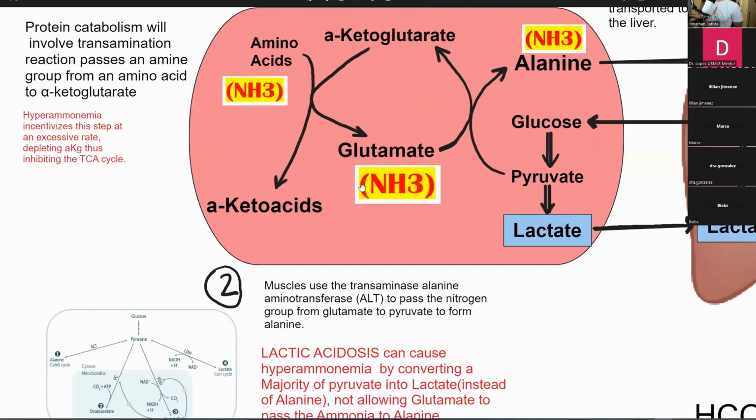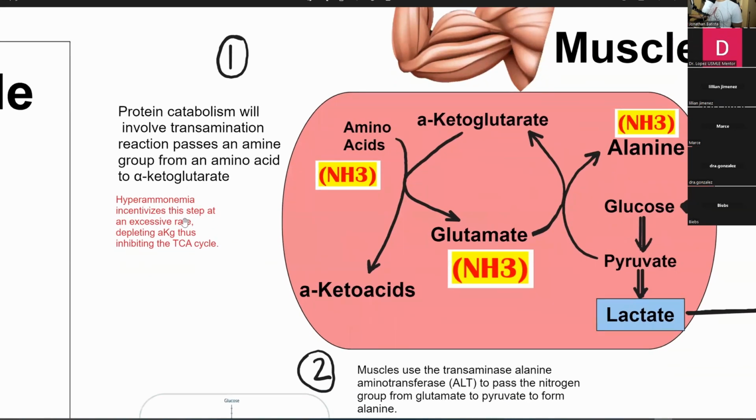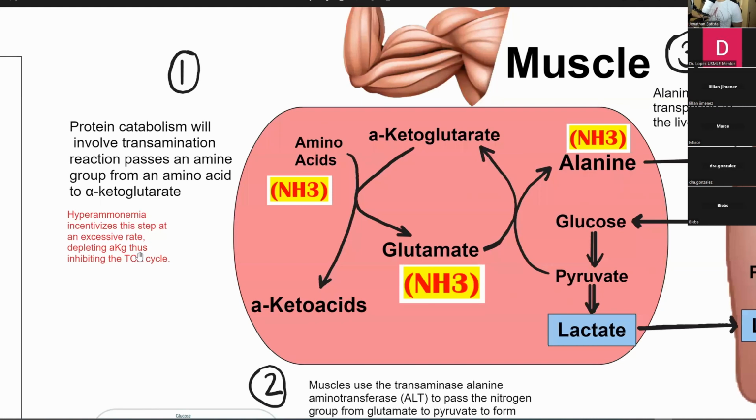And you're also going to see you have protein catabolism. It involves a transamination reaction, passing on the amine group from one amino acid to alpha ketoglutarate. Okay, hyperammonemia incentivizes this step at an excessive rate. Yes, that's another thing. You can also have inhibition of the TCA cycle in hyperammonemia. So let's understand this. Remember all these crazy types of symptoms that these patients have, the asterixis when their hands are shaking.